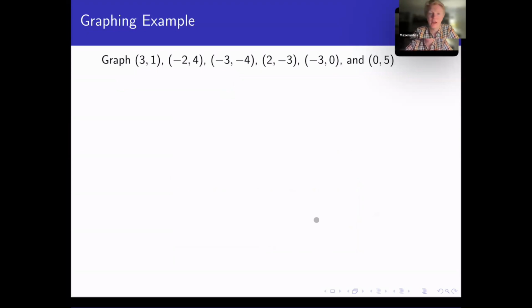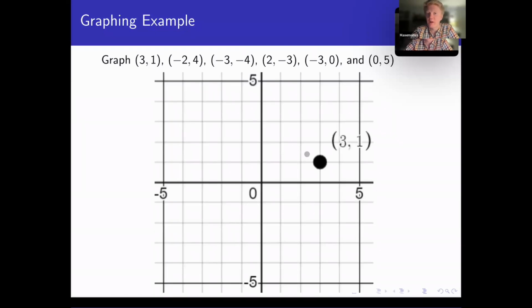So let's do some graphing. Let's graph these 6 points here. Well, let's start with just one. Let's start with 3, 1. 3, 1 says we go 3 units in the positive x direction and 1 unit in the positive y direction. Or in other words, 3 is positive, go right 3, 1 is positive, go up 1.